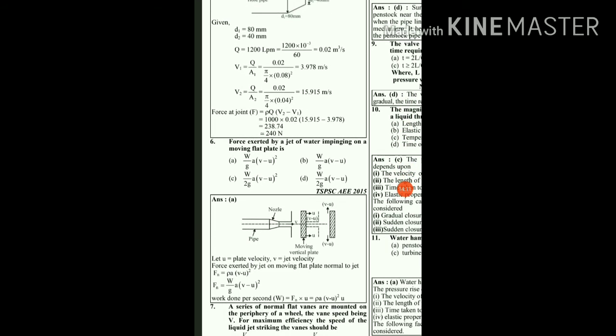The next question: force exerted by a jet of water impinging on a moving plate is. So here the plate is also moving while the jet impacts it. Earlier I told you the formula: Fx is equal to rho a, and as the plate is moving, the jet will strike the plate with velocity v minus u. This will be the relative velocity, v minus u. Here rho is the density, a is the area of the jet, v is the velocity of the jet, and u is the velocity of the plate.